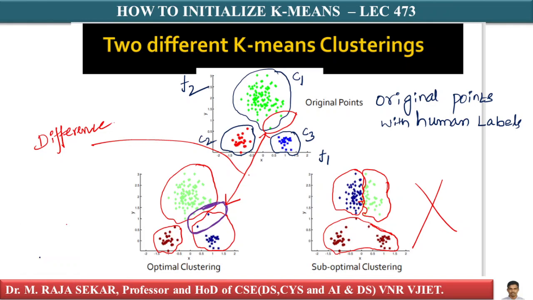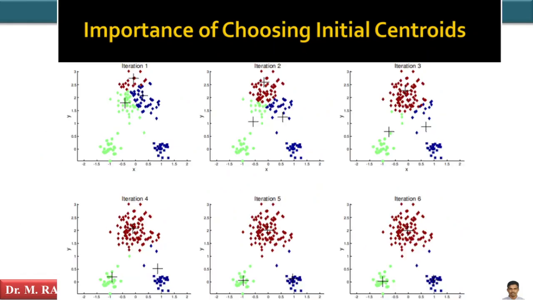So let's go step by step. Imagine if my initial centroids are these. Just see the first figure. These are three initial centroids. If you observe carefully, this is one centroid, this is another centroid, this is another centroid. These are the three initial centroids.